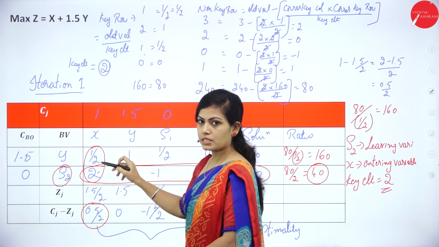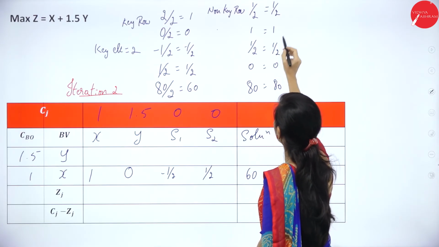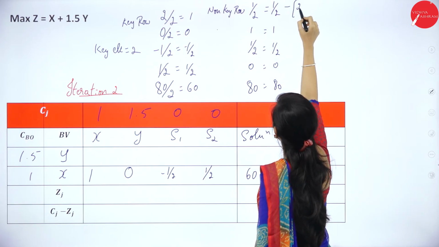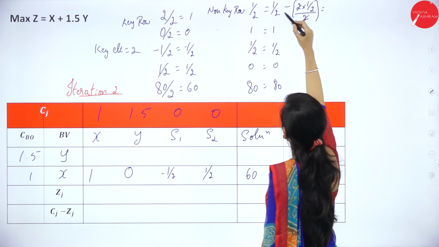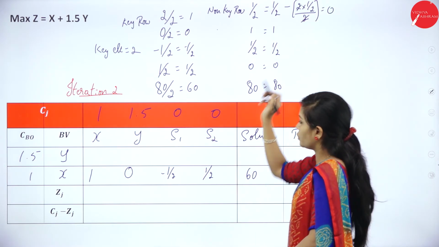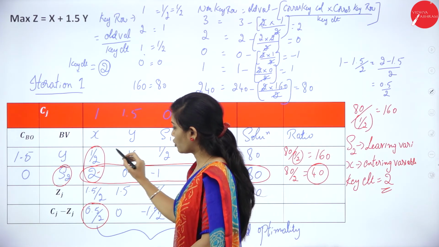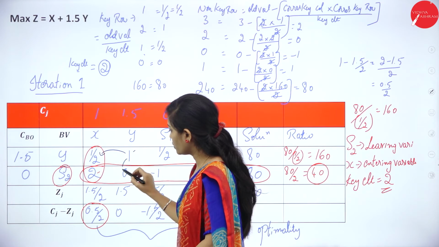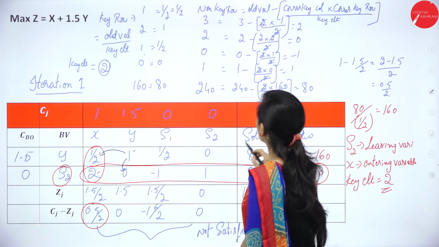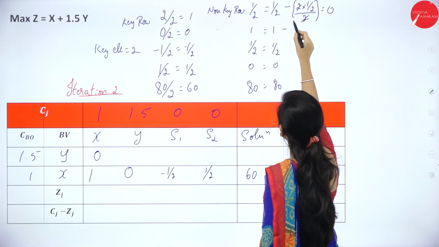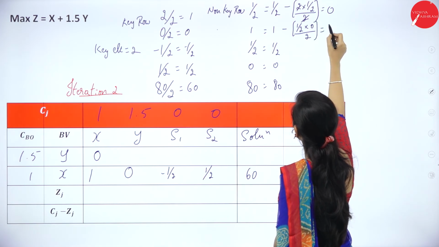1 by 2 minus 1 by 2 into 1, divided by 2. So the 2 gets cancelled. 1 by 2 minus 1 by 2, it is 0. And the old value is 1, corresponding key column also 1, key row is 0. So 1 minus 1 into 0 by 2, it is 1.